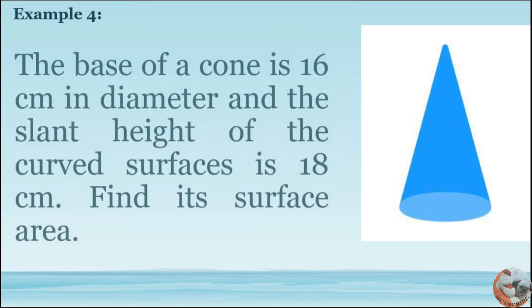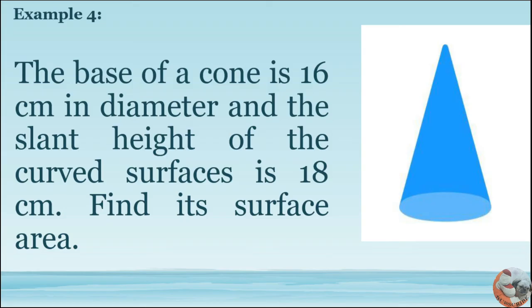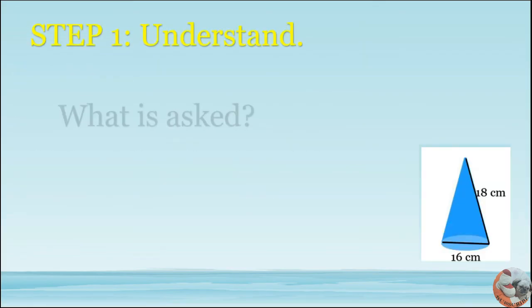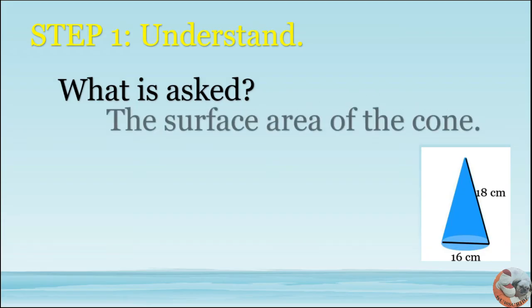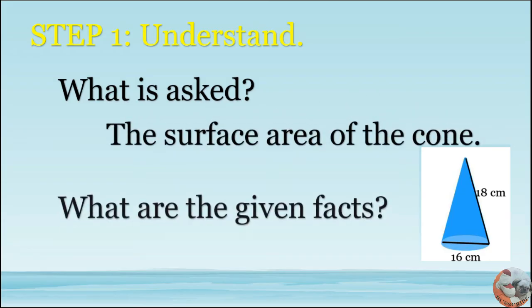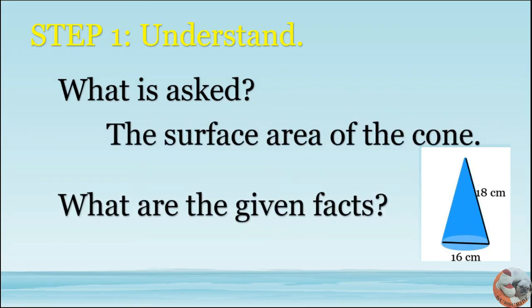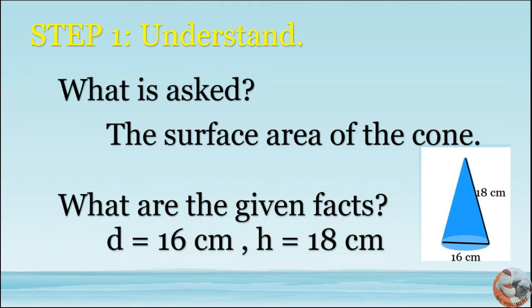Example 4. The base of a cone is 16 centimeters in diameter and the slant height of the curved surface is 18 centimeters. Find its surface area. Step 1. Understand. What is asked? The surface area of the cone. What are the given facts? Diameter is equal to 16 centimeters and height is equal to 18 centimeters.